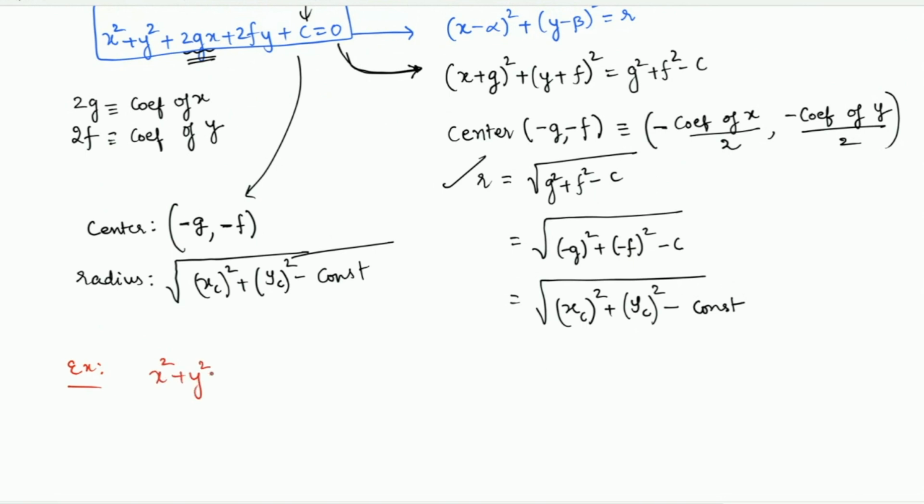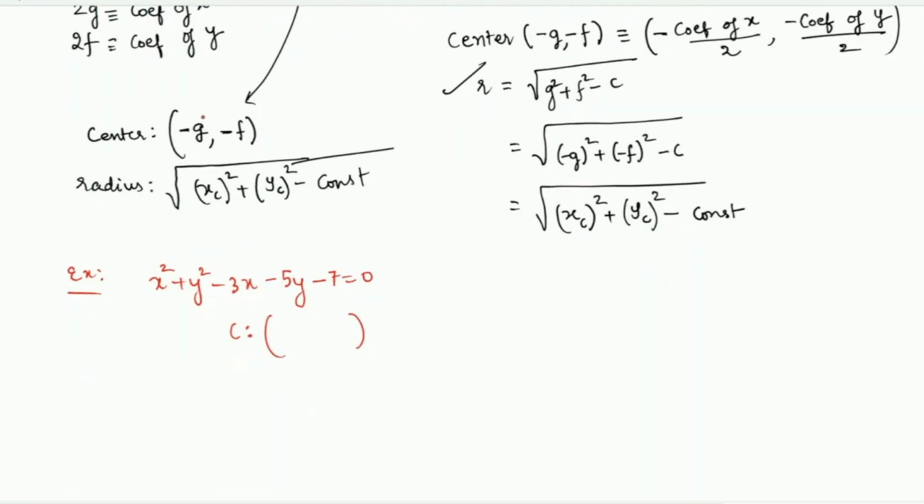Okay, two, three questions quickly. Last two, three questions and then we are winding up. x square plus y square minus 3x minus 5y minus 7 is equal to 0. Can you tell me what is the center directly? The x coordinate is minus x coefficient by 2, and the y coordinate is minus y coefficient by 2. So the center coordinates are coming as 3 by 2 comma 5 by 2.